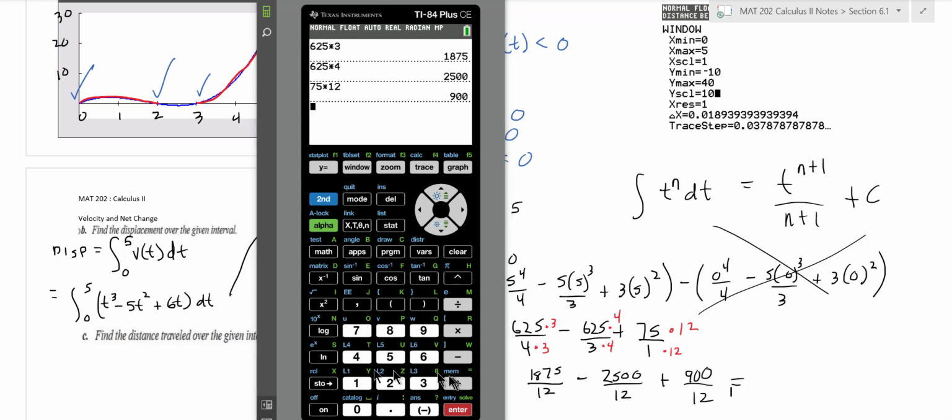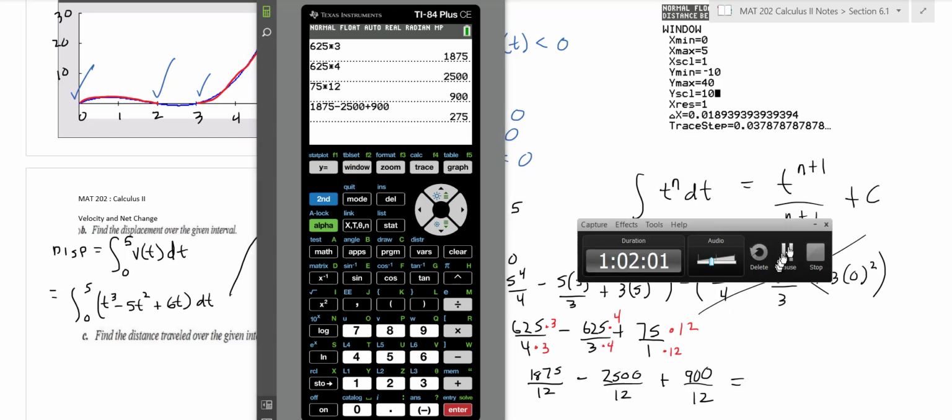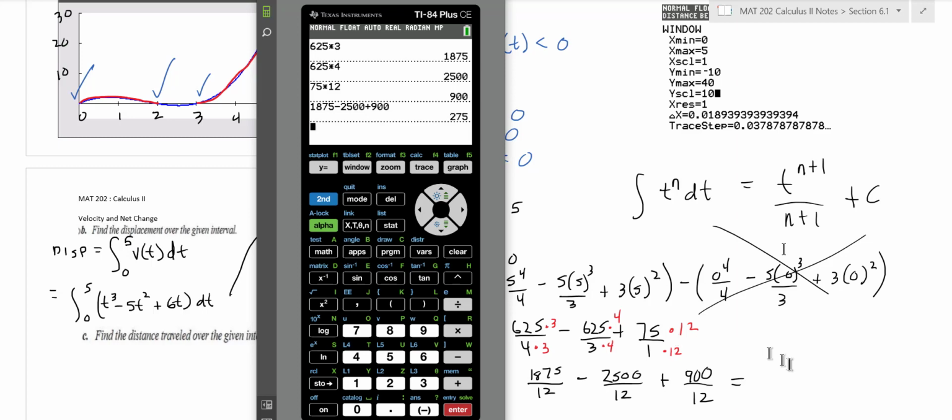Okay, then you can put it all together. So we have 1875 minus 2500 plus 900. So that gives 275. I think I did that right. So that is, hold on just a second. No, I'm okay. I thought I saw a mistake, but I'm fine. We're going to check on the calculator here in a minute anyway. So 275 over 12.